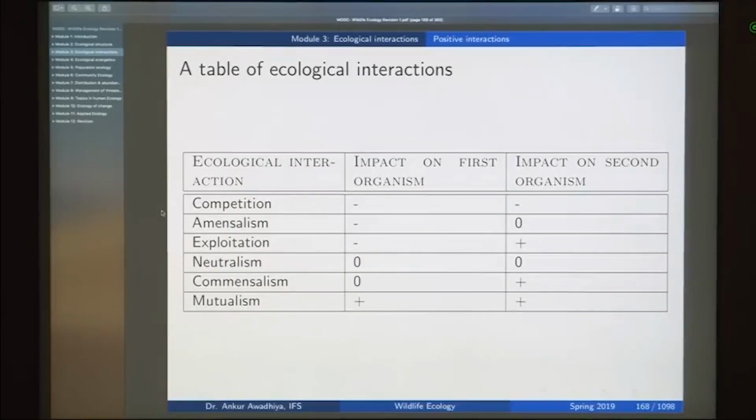In the case of neutralism, there is no gain or loss to any of the organisms, but in most situations, neutralism tends to give rise to one of the other interactions. So, there are very few examples of pure neutralism between different organisms. Then you have commensalism, in which there is no harm or benefit to one organism, but the other one is benefited, and you have mutualism, in which both the organisms are benefited.